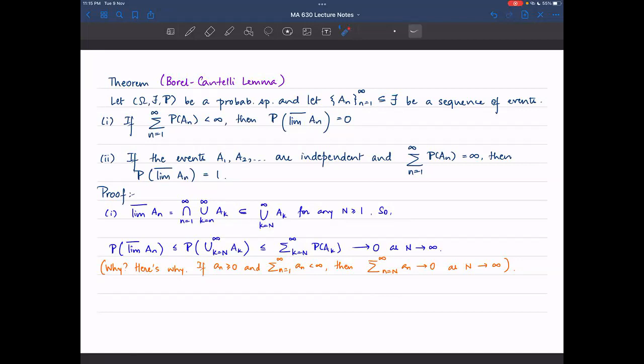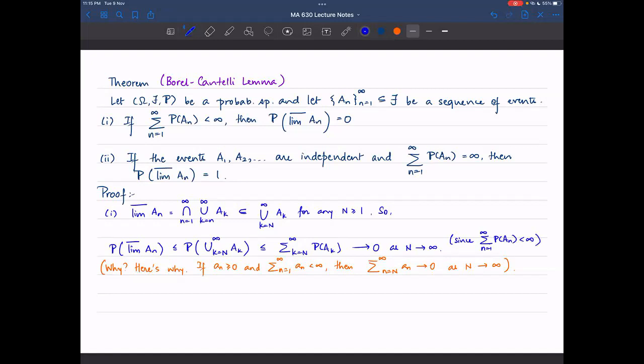So I've said that since the sum n going from 1 to infinity of P of an is finite, the sum k going from n to infinity of P of ak must go to 0 as n goes to infinity.